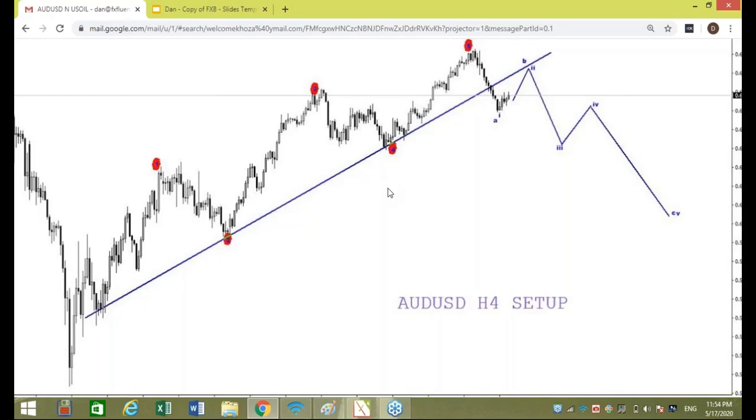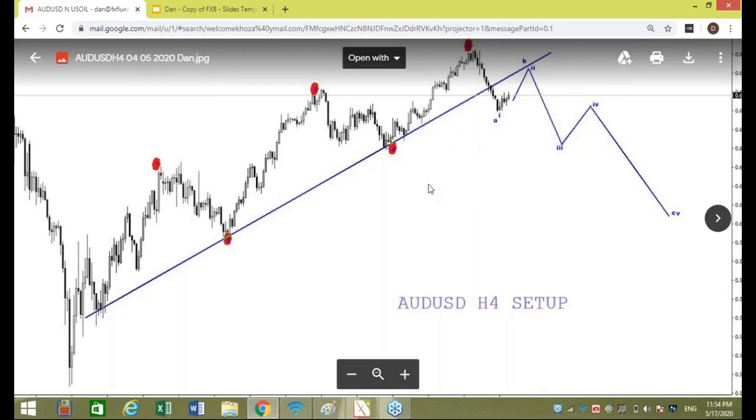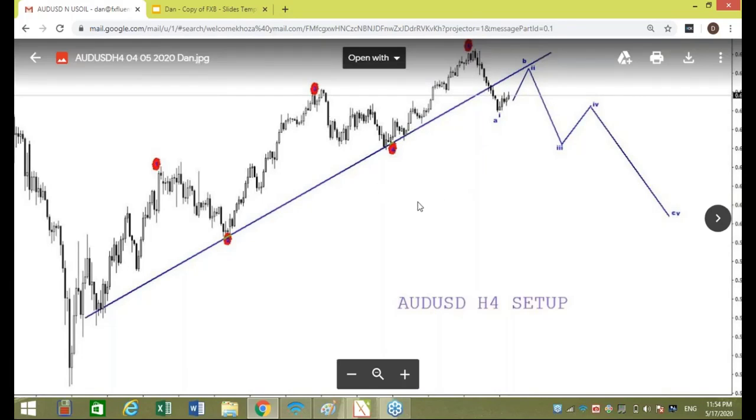Okay, and then lastly, wave 5 must close higher than wave 3. And we also see here, riding up from wave 4 to wave 5, that wave 5 closed significantly higher than wave 3.